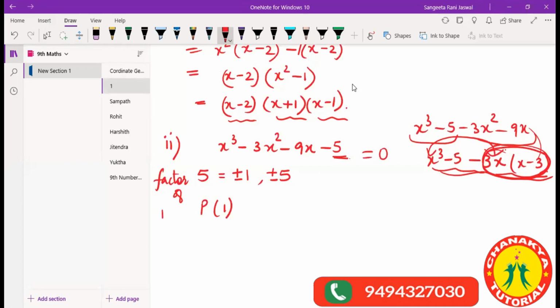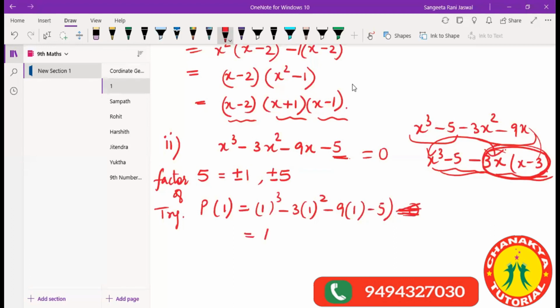Let's try. I'm taking plus 1. Since 1 is a factor of 5, I'm assuming that p of 1 should satisfy this equation. So wherever I have x, I will write 1 there and I will check if I get the value of this equation to be equal to 0 or not. This I have to check.